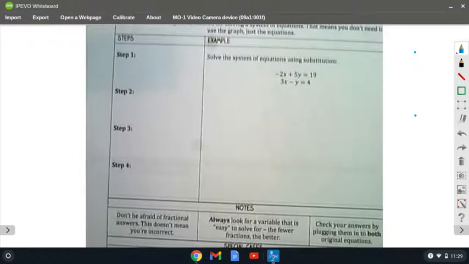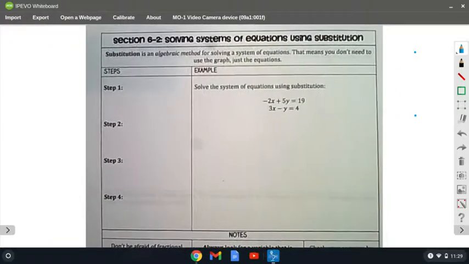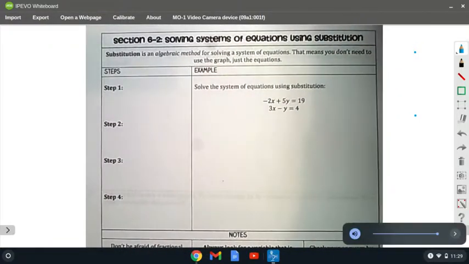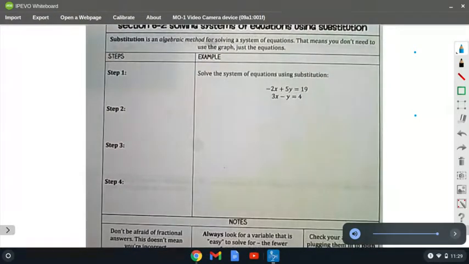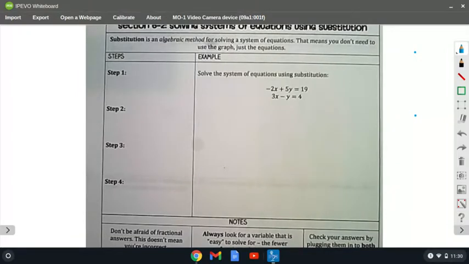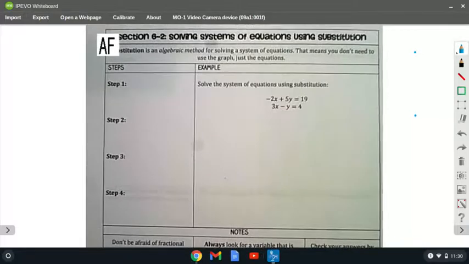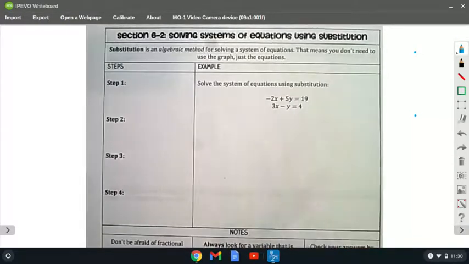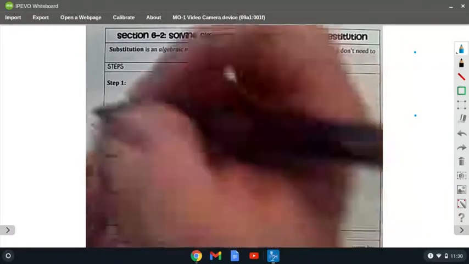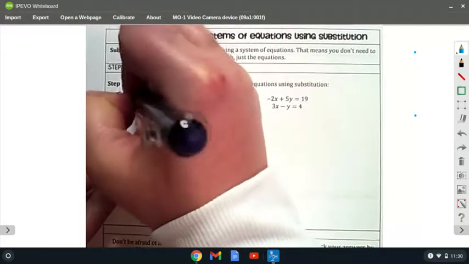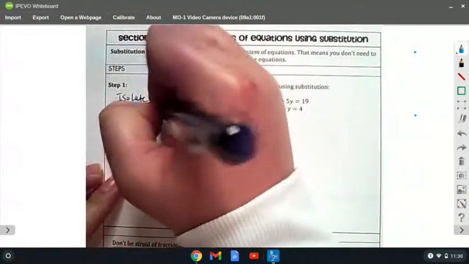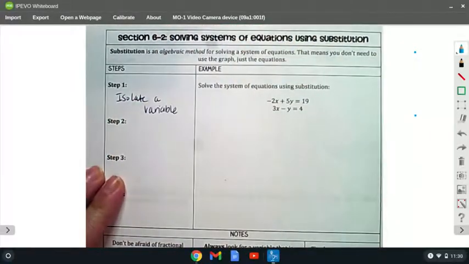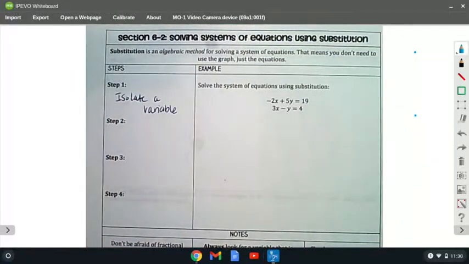Okay, good morning, everyone. This is a little different than what we did last class. It's the same concept, but what's a little new is that if you look at this system, we don't have a variable isolated. So the first thing we need to do is to isolate a variable.